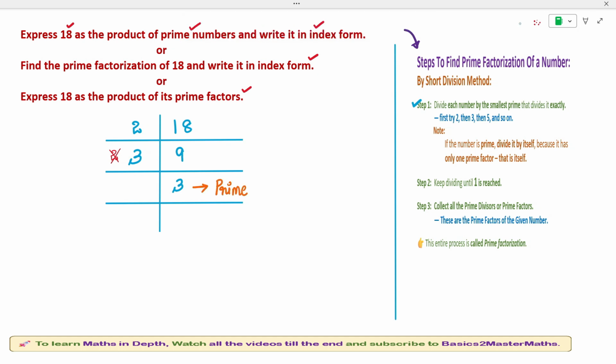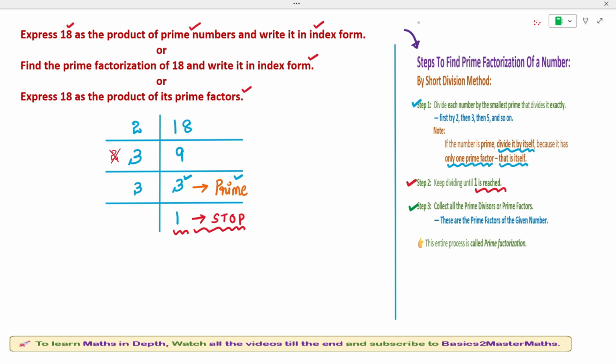Observe here, 3 is a prime number. So, divide it by itself because it has only one prime factor, that is itself. Since 3 divides 3 exactly, we get 1. As per step 2, please stop here since 1 is reached.